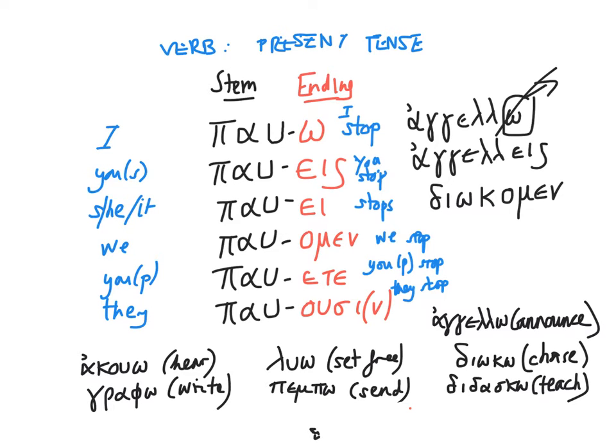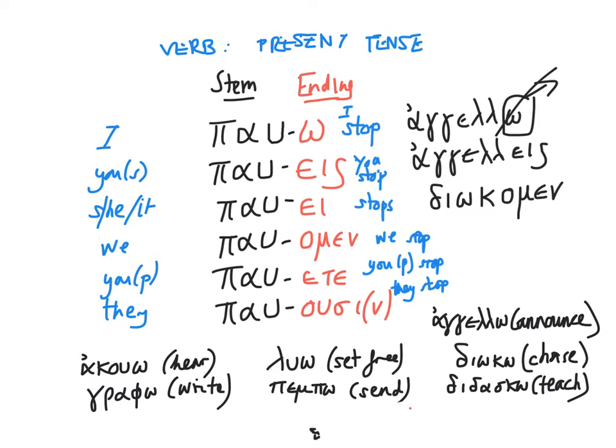We meet that word in the English word analysis, strangely enough, which means breaking things up, setting them free. An argument, really, is breaking up an argument. Or the word chase, dioko, diokeis, dioke, diokomen, diokete, diokousi.